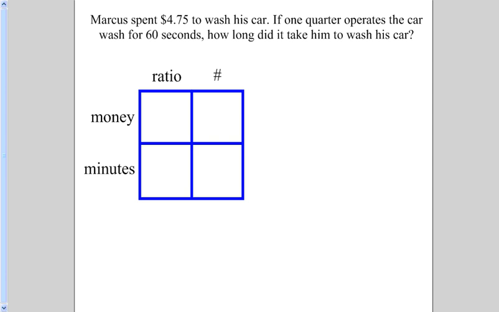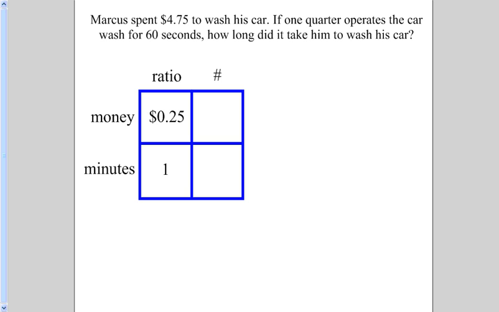Since this is a special kind of proportion problem, it's a rate problem. We're comparing money and minutes. We want to put down the rate and see if we can find out what the unit rate is. It says 1/4 operates the car wash for 60 seconds. So 1/4, the money is going to be 25 hundredths, and that's for 1 minute. So we already have a unit rate. We already have 25 cents for 1 minute. Again, unit, if you remember, stands for 1.